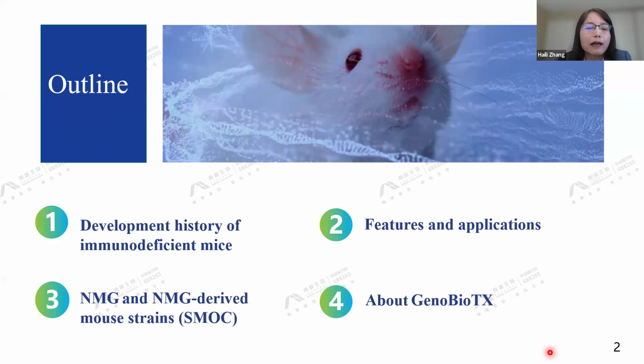So this is the outline of this presentation. I will begin with a brief introduction to the development history of immunodeficient mice. Then we will go over the features and the applications of various immunodeficient mice. Following that, I will provide specific information about NMG and its derived immunodeficient mice, which were developed by our company. Finally, I will give you a brief overview of the company, the products we offer, and the service we provide.